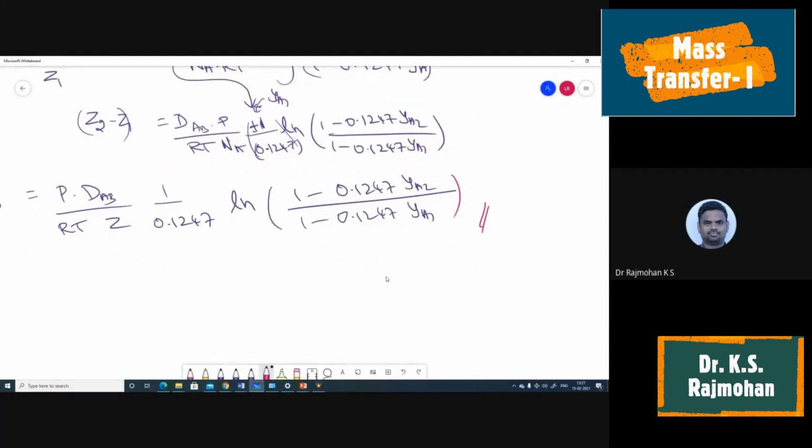If you have done the derivation in terms of PA, instead of this P by RT, you are simply going to have 1 by RT. Here you are going to have PA2 by PA1, right? Because the difference is this: if it is YA2, here P will come; otherwise here PA2 will be there, right? So you can redo this and compare. If you do the derivation in terms of PA, you will get the final expression. Similarly, instead of this P, you will have PA2 by PA1. That you can verify.